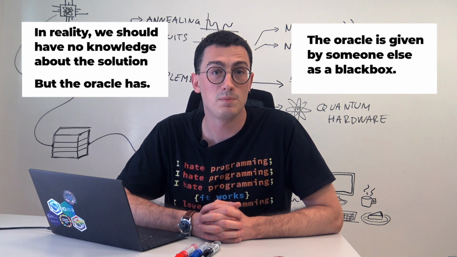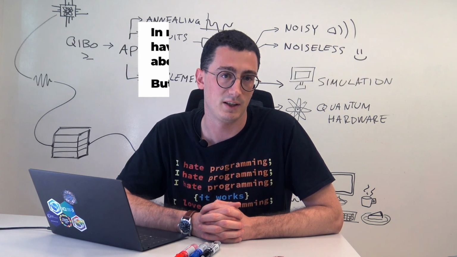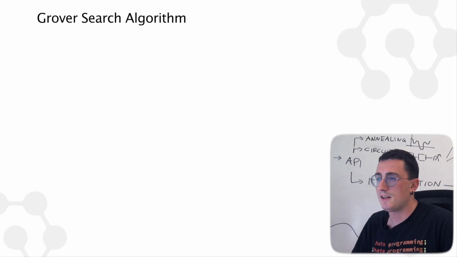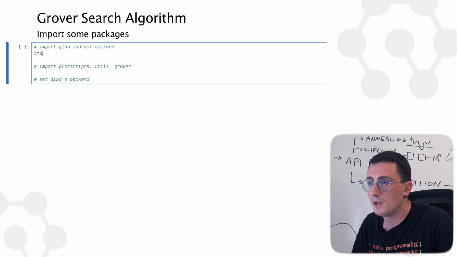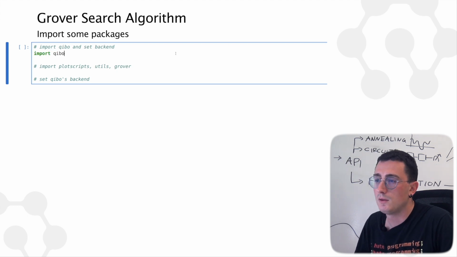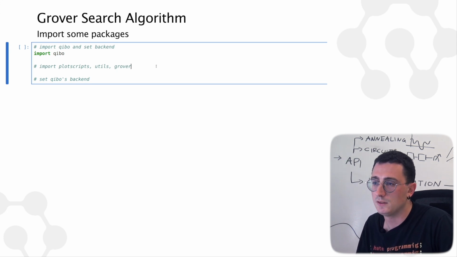Okay, once made this clarification, we can start to discuss in more detail the choices we made while building the Grover circuit. Okay, we can start as usual by importing some useful packages. We start from Qibo, import Qibo. It's useful because then we can set the backend. Actually, in this lecture, we are not going to use directly the Qibo modules because they are already implemented and called inside some functions we are going to import now.